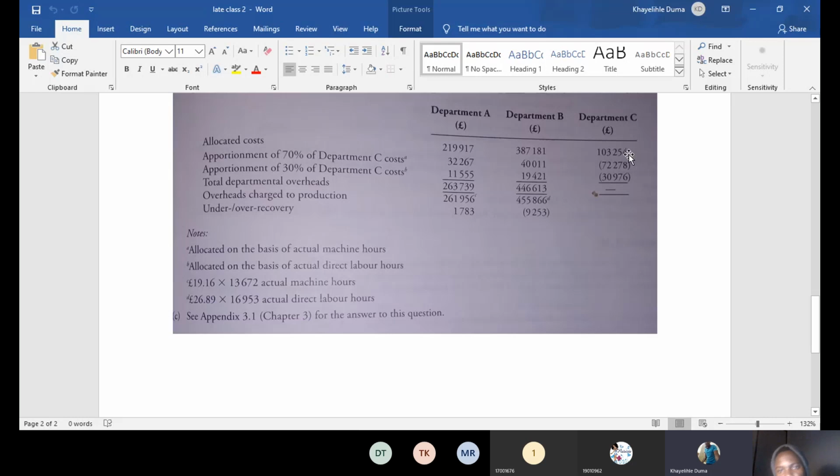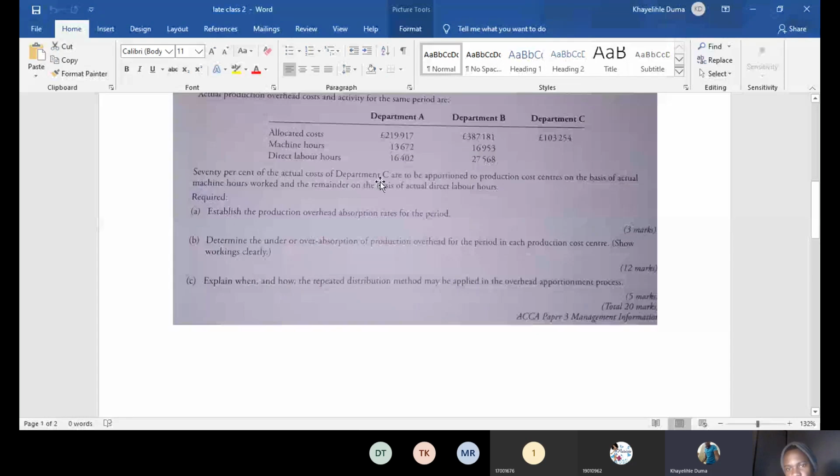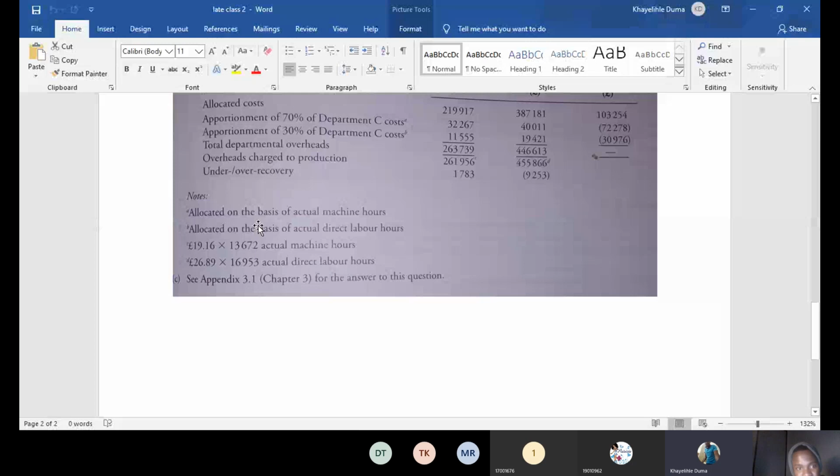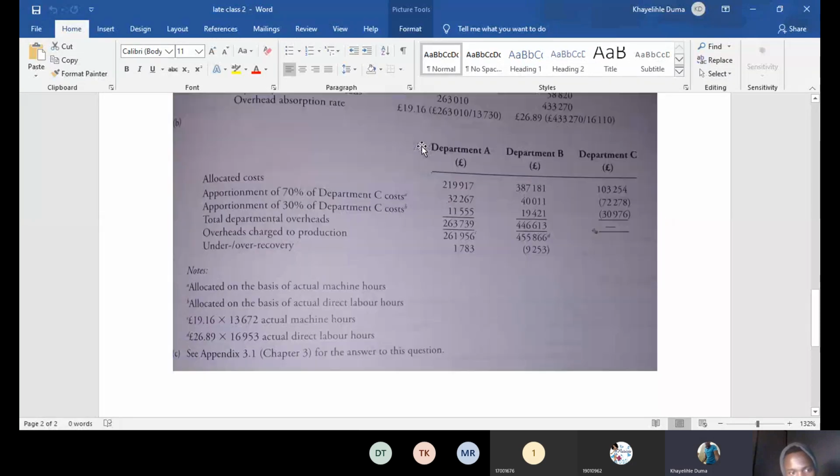So how do you do that? Now you go to the information there, you're told that 70% of the actual cost of Department C is to be apportioned to cost center on the basis of machine hours worked. 70% of them. Then now we're going to find the 70%. There it is. Allocated on the basis of machine hours. Then you will say this amount that you got from here, the predetermined, multiplied by the machine hours that were worked. Which machine hours? The actual machine hours. How many are they? They are 13,000. Here they are.